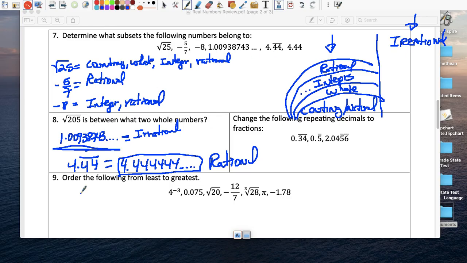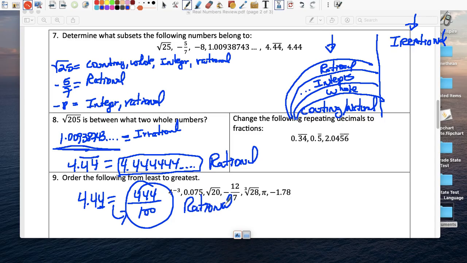Okay. And then 4.44 is a nice decimal, $4.44. It ends right there. Can I change that to a fraction really quickly? Yes, I can. This 4 is in the hundredths place, and I would write 444 over 100 and then simplify. But I can express it as a ratio of 2 integers, which automatically qualifies it to be a rational number. Now, is 4.44 counting? No. Is it a whole number? No. Is it an integer? No. So the only thing it is, is rational. Okay? You have to make sure you go over this as well.